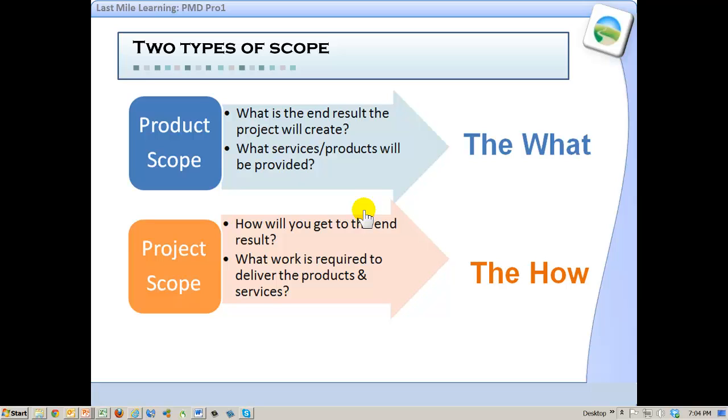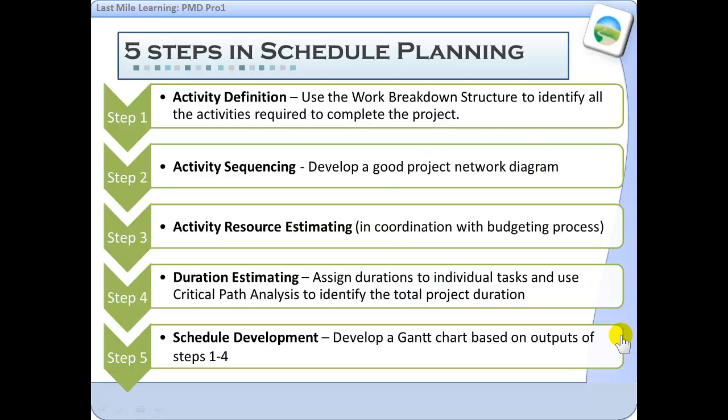I wanted to point out that there are two types of scope. The distinction is made between two types of scope, and this can get a little bit confusing when you take the exam, so I just wanted to mention it. Product scope is the what. Those are the products and services that you'll produce. From the log frame itself, that probably relates mostly to the outputs. And then the project scope is the how. How will you get to these end results? Those probably relate to the activities. So those are two types of scope, and when we say scope, we include both of those.